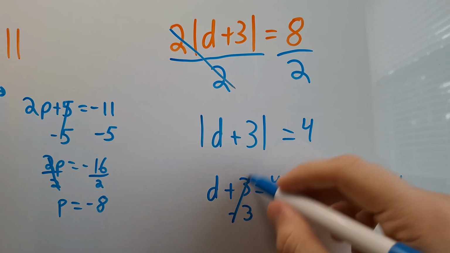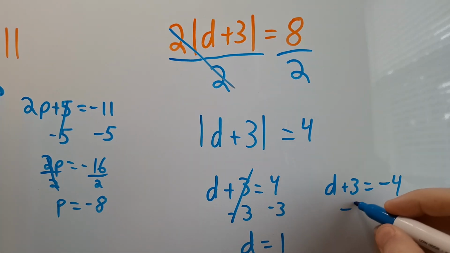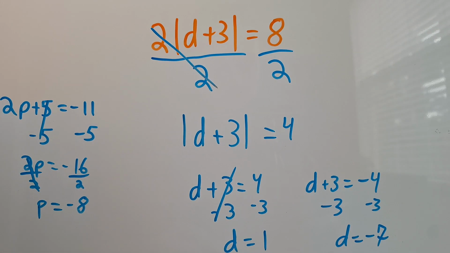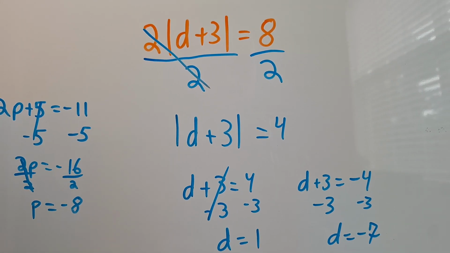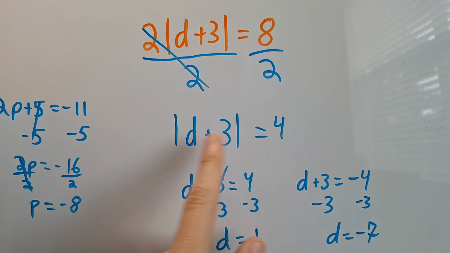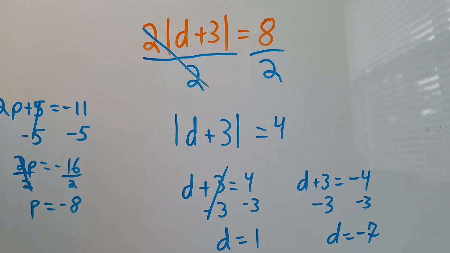Subtract 3, and I have d equal to 4 minus 3, or positive 1. Take away 3 here, and I have d equal to negative 7. So here is the rundown for when you have an absolute value expression equal to a positive number.